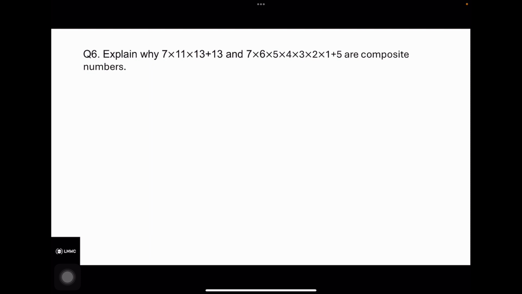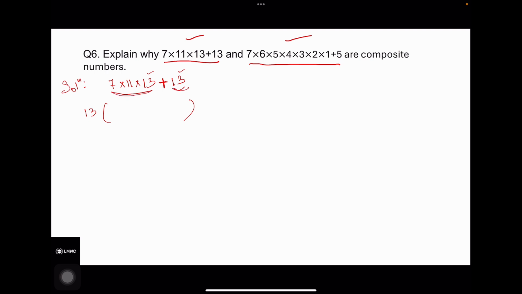Here we are given two numbers and we are asked to explain why these two numbers are composite. Which indicates these two numbers are actually composite. We just have to explain why they are composite. First we will try to explain the first number, which is 7 times 11 times 13 plus 13. If you see here, these three numbers are in product form and this number 13 is a separate number. Here what we are going to do is take the 13 as common, right? So these two are separate terms.